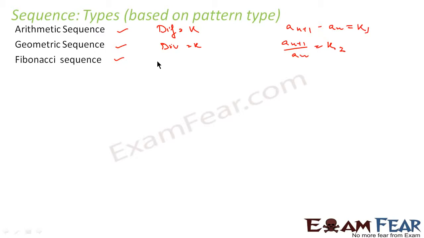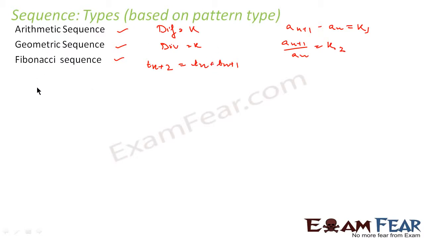For Fibonacci series, what happens is t(n+2) is equal to t(n) plus t(n+1). So every third number is the sum of the first 2, or the preceding 2 numbers. I'll take examples of all these 3.